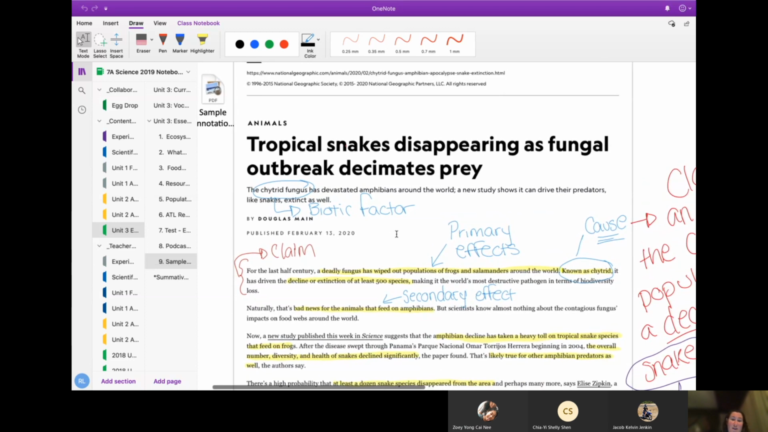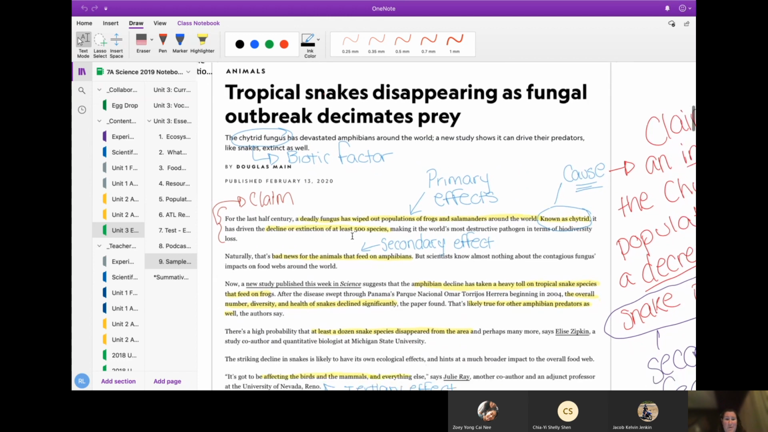So I started circling things and adding the science words to them that we've been studying in the lessons. So for example, this article was about a fungus. So that's an increase in something living, a biotic factor. So fungi are living organisms. So I identified it as a biotic factor. I'm going to read the first paragraph to you because I think it's important.